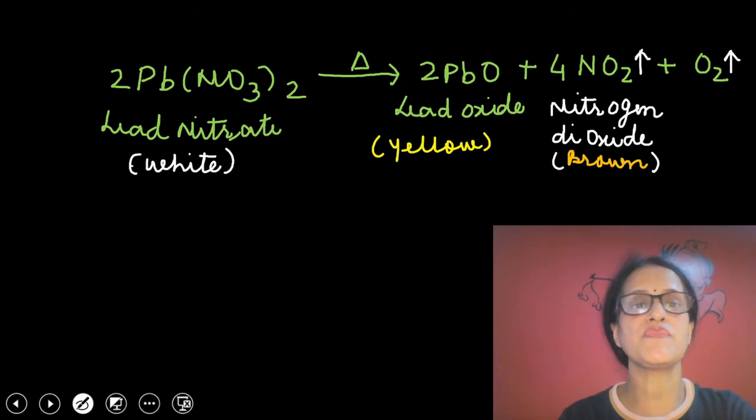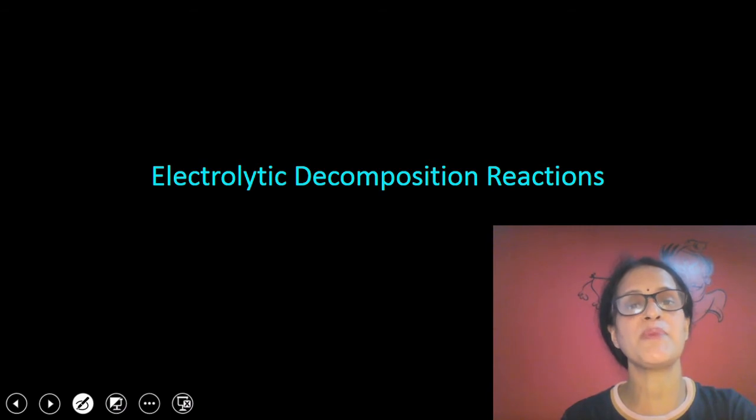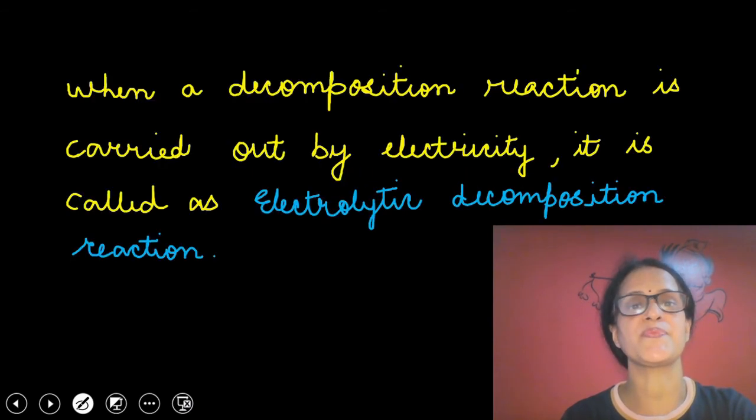This is the reaction which takes place during the decomposition of lead nitrate. Now we will discuss the second type of decomposition reaction, which takes place by passing electricity. This type of reaction is called electrolytic decomposition reaction. So when a decomposition reaction is carried out by electricity, it is called electrolytic decomposition reaction.